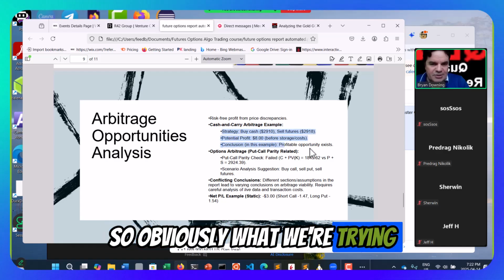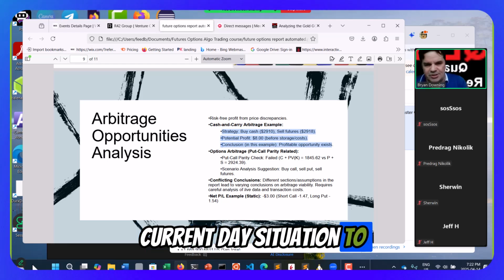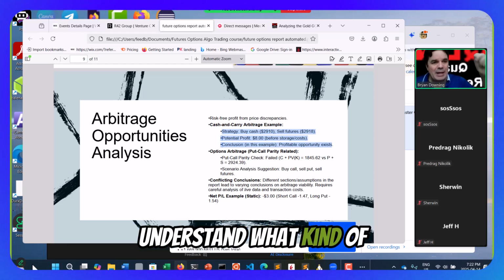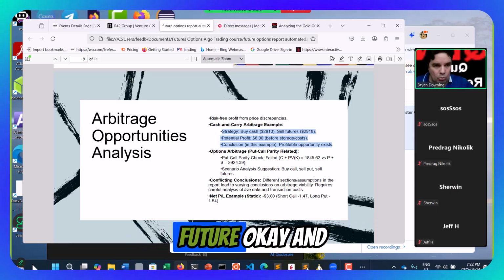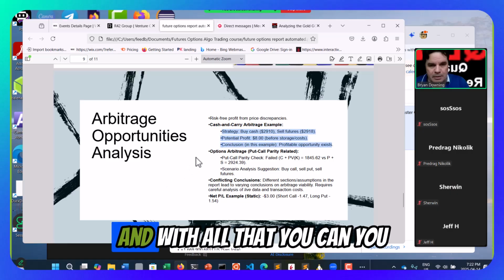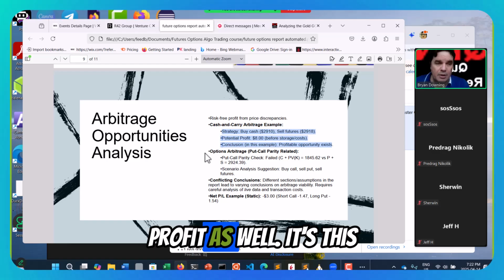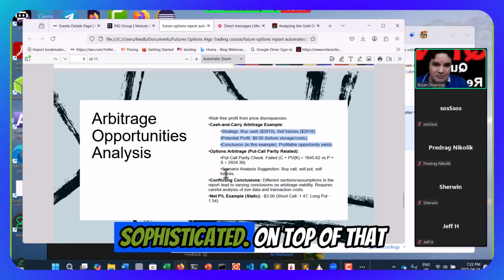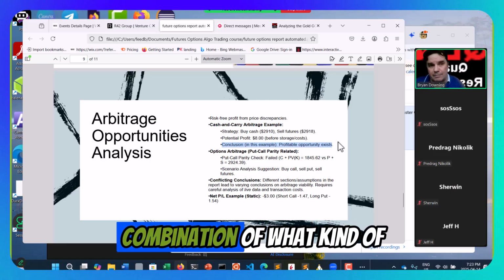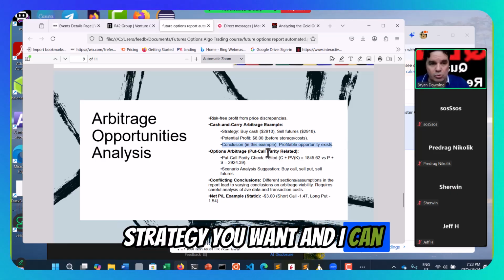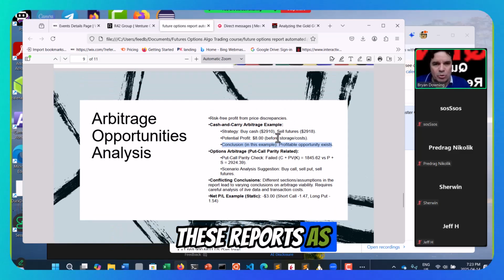So obviously, what we're trying to do here is develop a strategy on the current day situation to understand what kind of option or combination of options, or with futures. Okay, and with all this, you can measure the potential profit as well. It's this sophisticated. On top of that, you can get a general conclusion from the combination of what kind of strategy you want. And I can show that in the different scenarios that are in these reports as well.